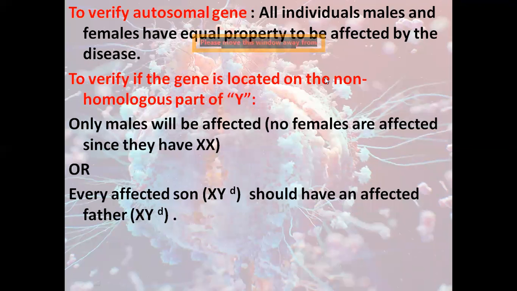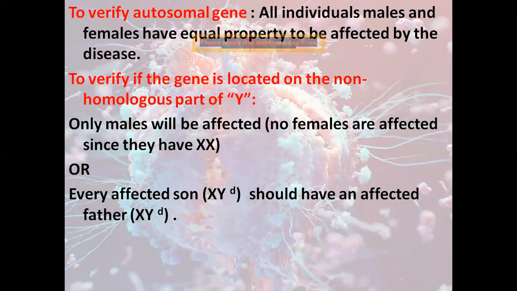If you want to verify that it is autosomal, and I prefer to verify it last, all the individuals, males and females, have an equal probability to be affected by the disease. Sometimes they mention this in the text. For example, albinism is a disease where males and females have equal probability to be affected. Maybe I'm going to ask you to pick out from the text the sentence that shows that this disease is autosomal.